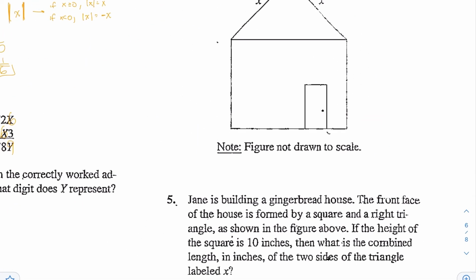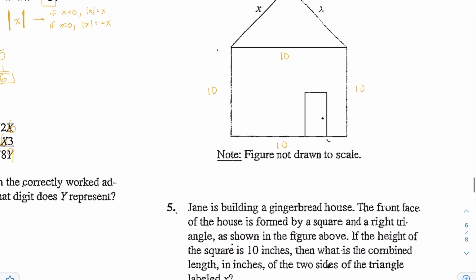All right, next one, number 5. Jane is building a gingerbread house. The front face of the door is formed by a square, and the right triangle is shown in the figure above. If the height of the square is 10 inches, then what is the combined length in inches of the 2 sides of the triangle labeled X? So here it's a right triangle, and the 2 sides are equal to X.